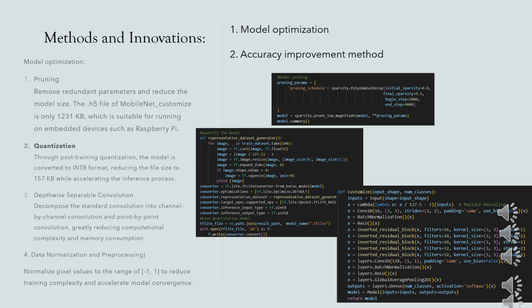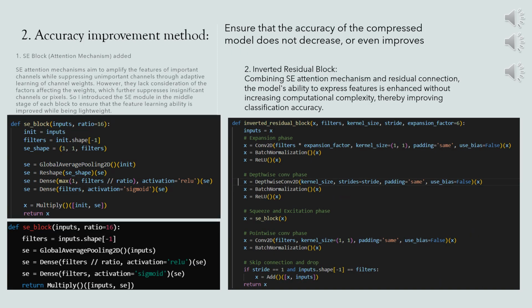And the fourth one is data normalization and processing. I normalize the pixel values to the range of -1 to 1, which can reduce the training complexity and accelerate the model convergence.